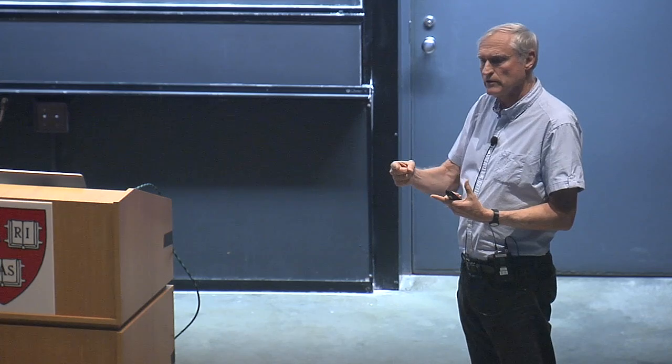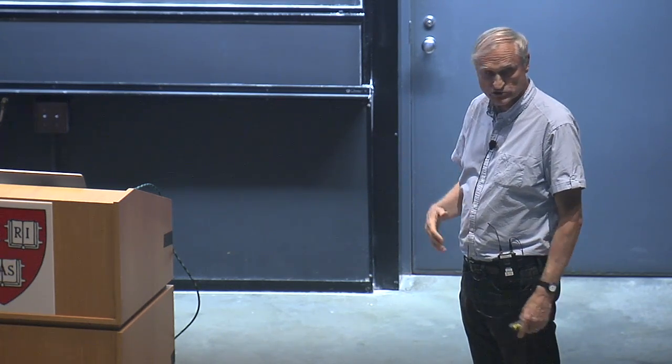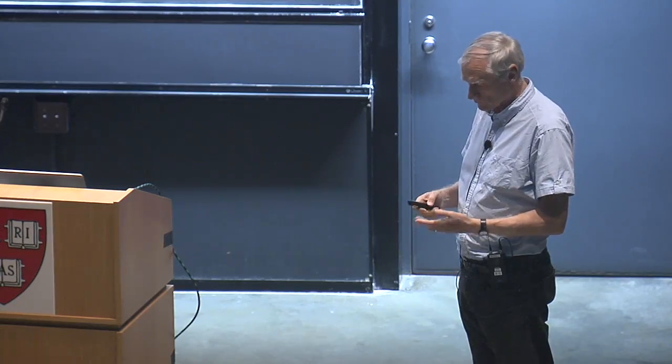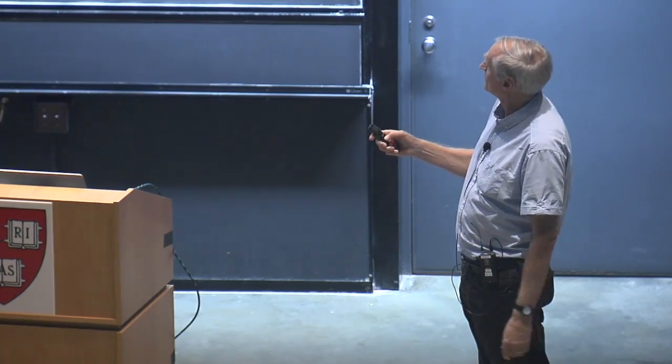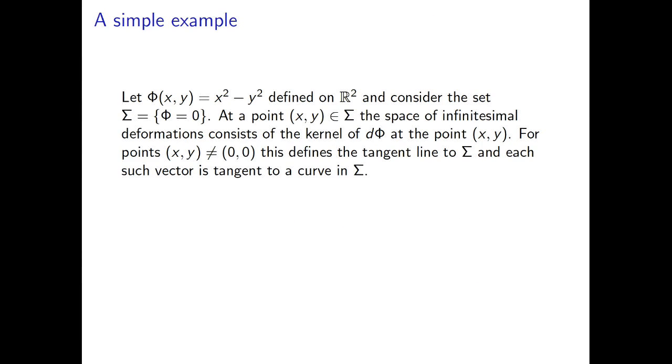So one can ask, suppose we solve the linearized constraint equations, can we then integrate, can we then find a path of solutions of the nonlinear equations which is tangent to that? So if you can do that, it's called linearization stability. So given any solution, you can ask whether it's stable or not, linearization stable in this sense. And so let me just give a simple example.